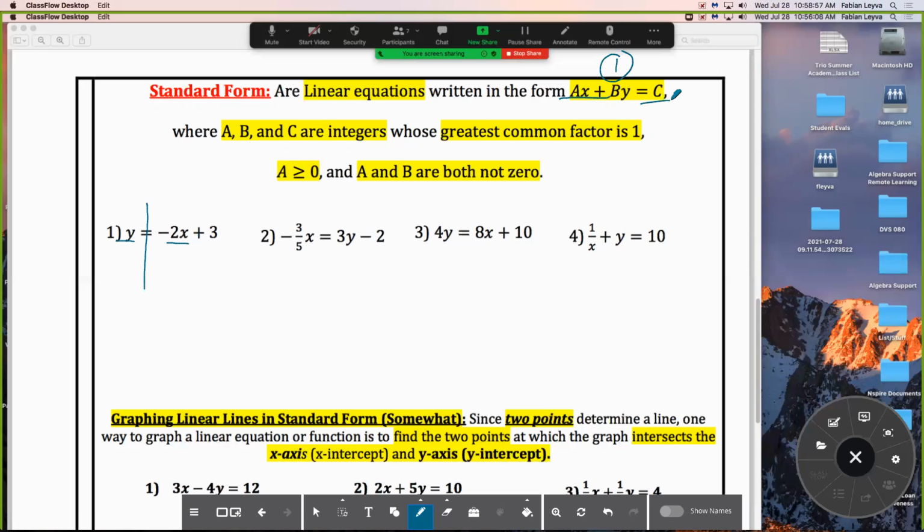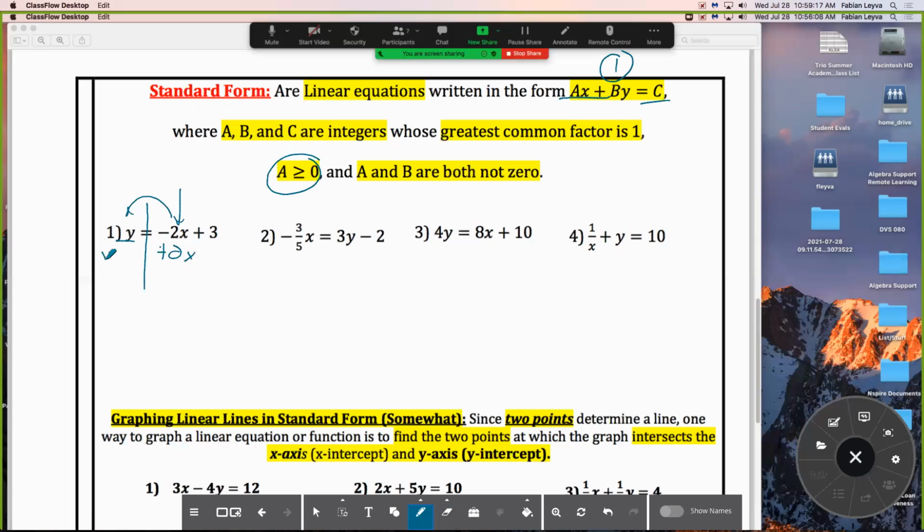Now, keep in mind, and this is what's important, your A, that means that your value of x has to be positive. So that's going to tell me that I'm going to move this guy over to the other side instead of the y, because if I move the y, my A is still going to be negative. So let's go ahead and move that x value over.